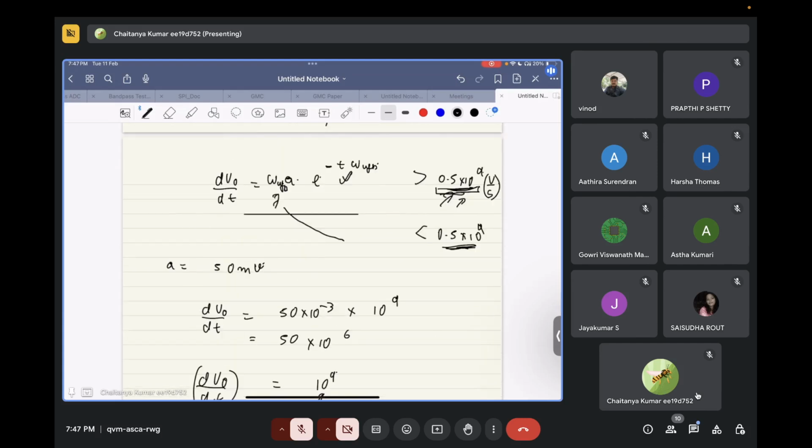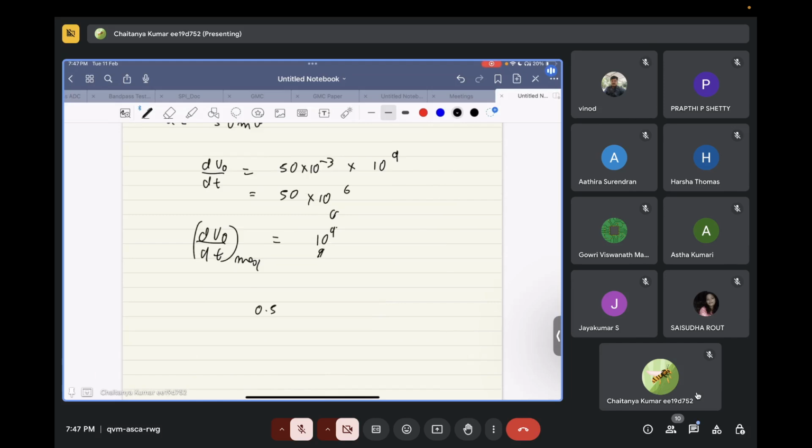So this is greater than the slew rate of the op amp. The op amp can't rise with 10 to the power 9, whichever this linear part is asking. So how it will rise is, it will rise as this slew rate equation. So it will basically rise as 0.5 into 10 to the power 9 times t. Is this clear?